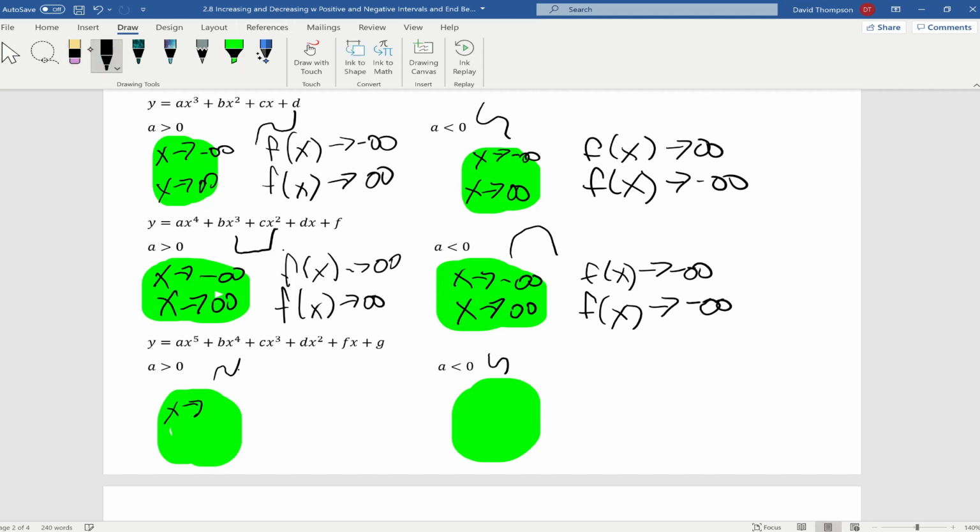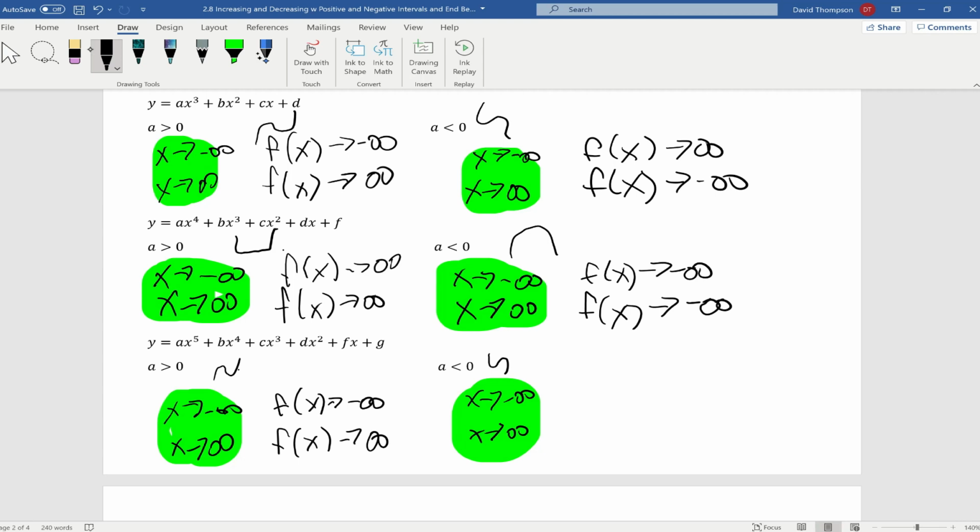We have x approaches negative infinity, x approaches positive infinity, so left and right. So this is like the cubic, so on the left, as x approaches negative infinity, f of x is going to approach negative infinity. That's when a is greater than 0. When x approaches positive infinity, f of x is going to approach positive infinity. And when a is less than 0, it's going to be just like this reverse cubic.